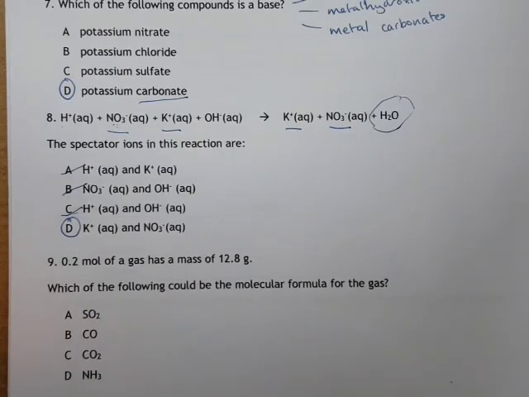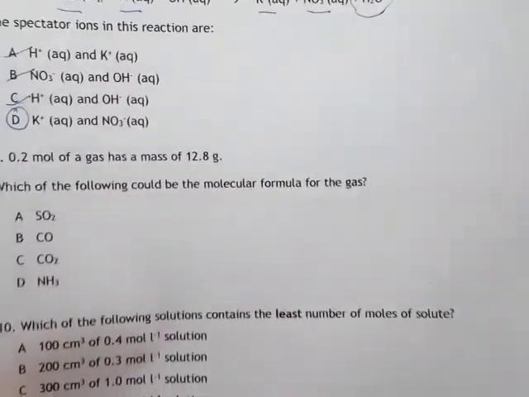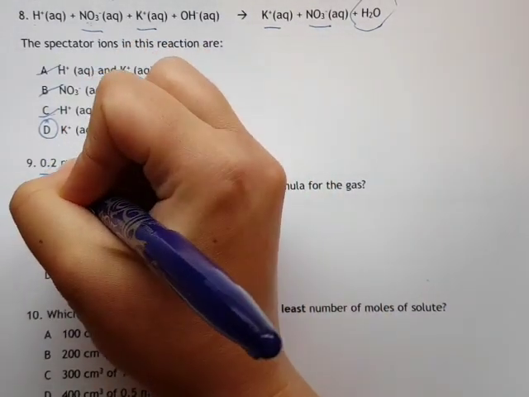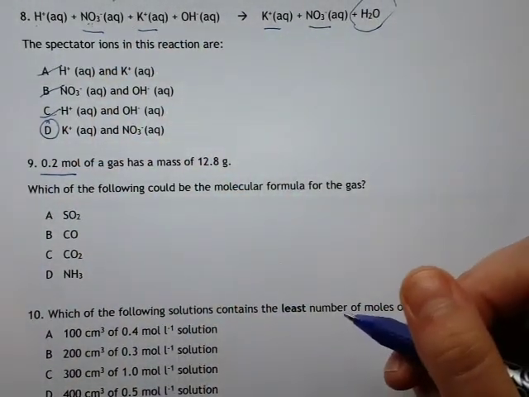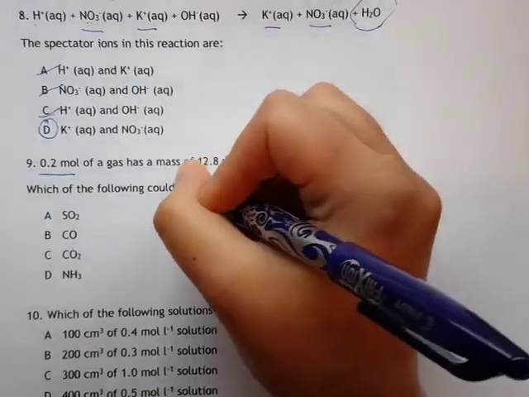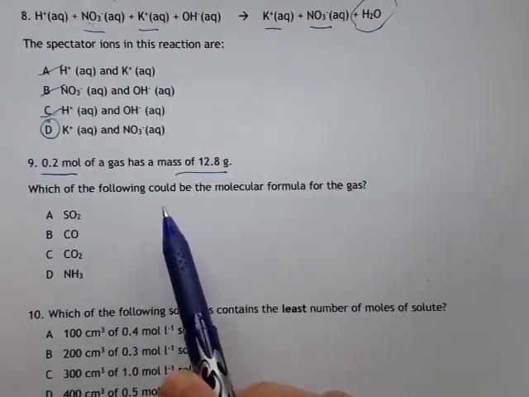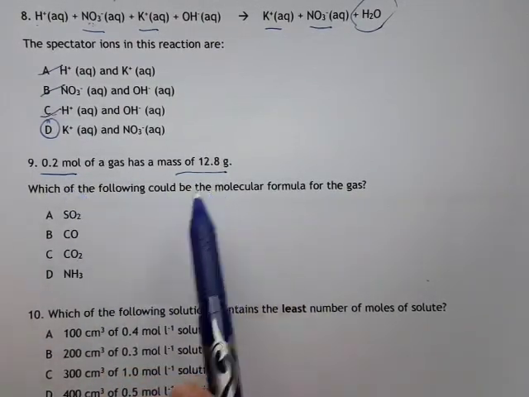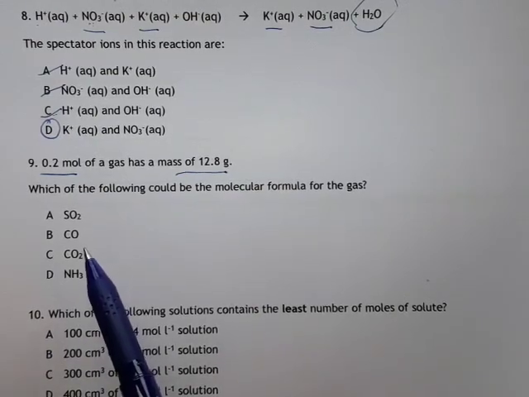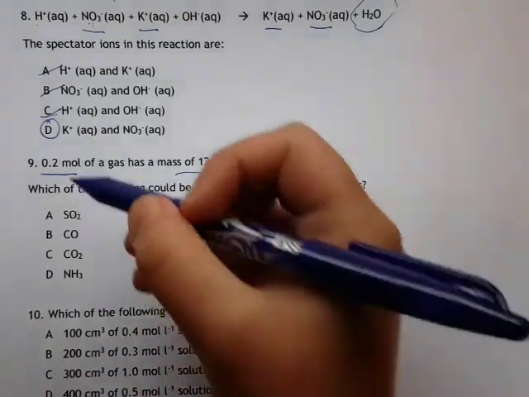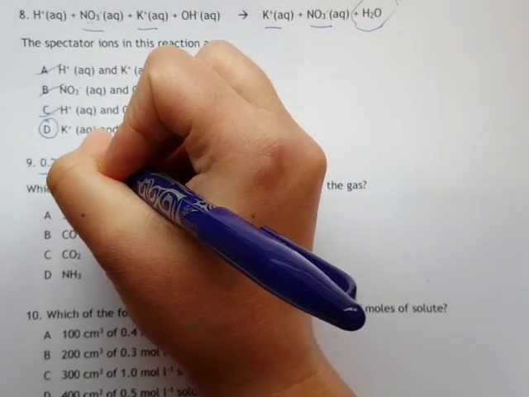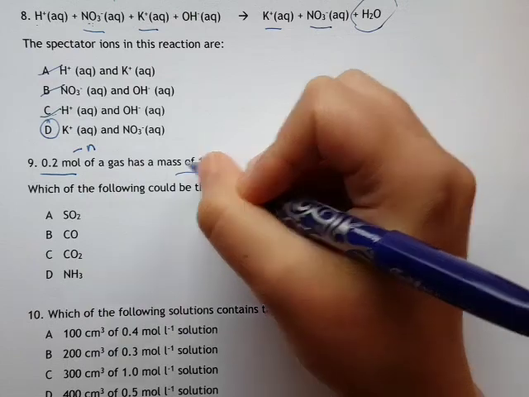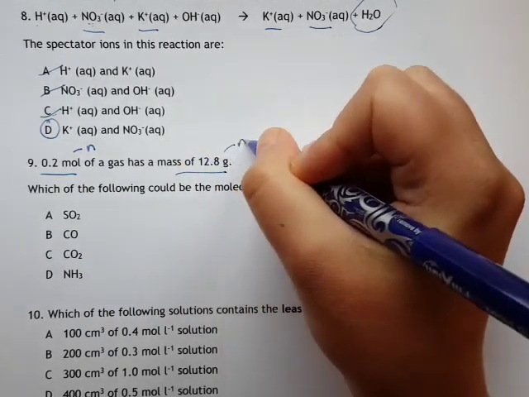Right, question 9. Question 9 is a little bit more difficult. It says 0.2 moles of a gas has a mass of 12.8 grams. And it's asking which of the following could be the molecular formula for the gas. When you're given information like this in a question, the first thing you need to think about is, what is this information telling me? 0.2 moles, that's the number of moles, that's n, and the mass of 12.8 grams, well, it even says mass in this question, so that's our mass.